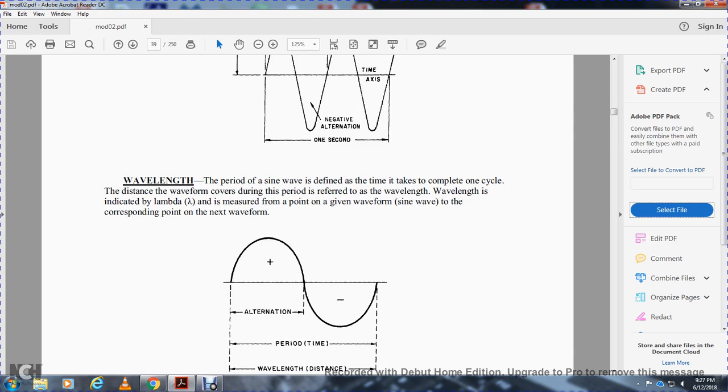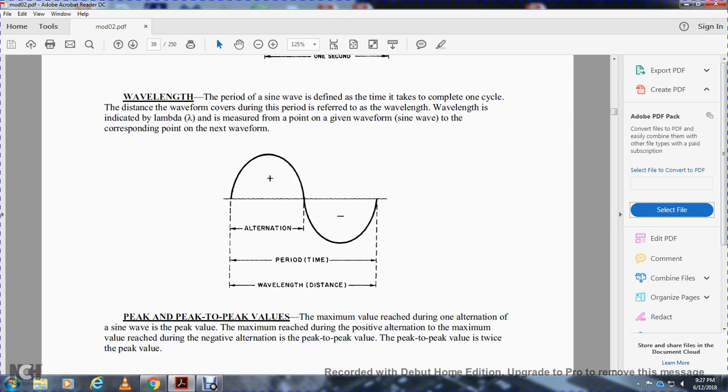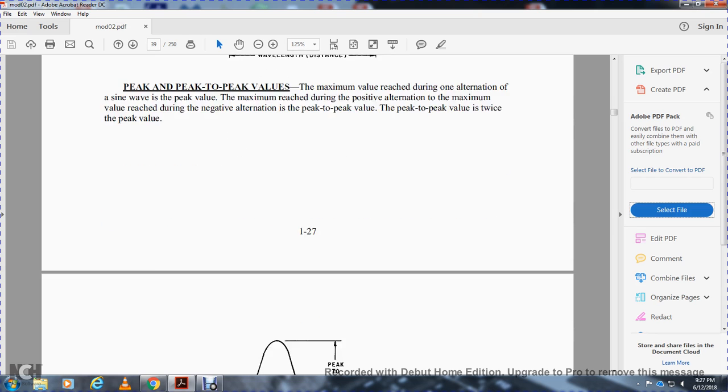The alternation over a period of time has positive and negative alterations. Wavelength is a distance. The maximum value during one alternation of the sine wave is the peak value, and the maximum reached during the positive alternation. The maximum value during the negative alternation gives the peak to peak value, which is twice the peak value.